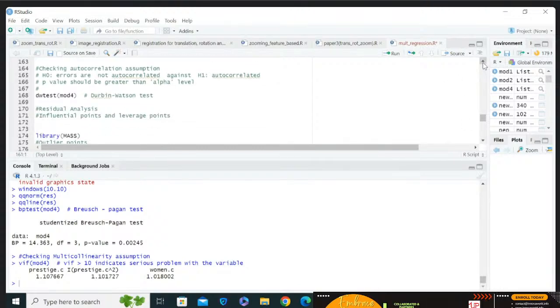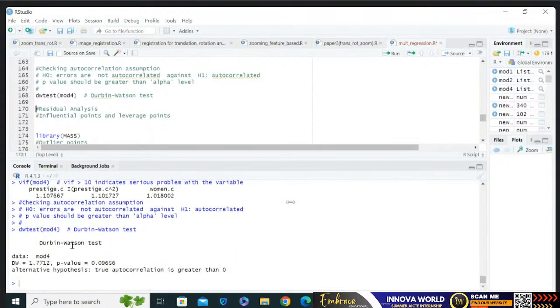And last but not the least, we'll come to the autocorrelation assumption. The assumption is that errors are not autocorrelated. So in order for our model to work well, we must accept the null hypothesis H naught, errors are not autocorrelated, and that is our ideal scenario. So let us do this. The test is called the Durbin-Watson test, and the command is dwtest, and we are doing this on model 4.